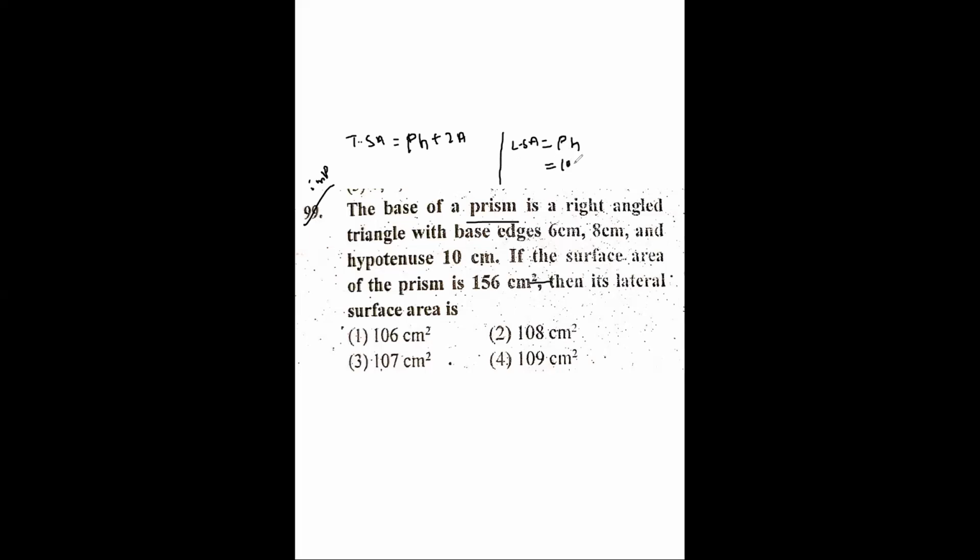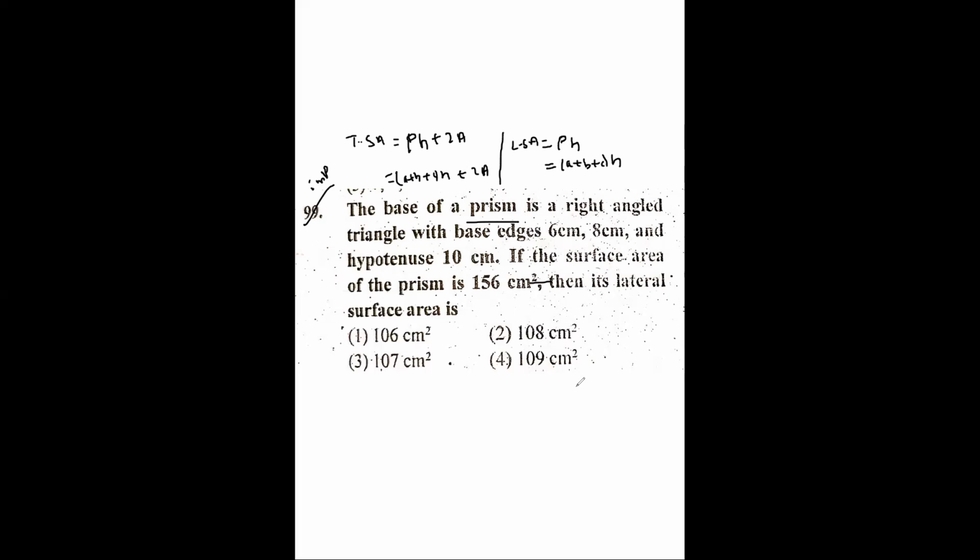So perimeter is the sum of three sides A, B, C into height. Same way here you can substitute the perimeter as A, B, C, these are the sides of a triangle, into height plus 2 times area. So using this formula, TSA is equal to P into H plus 2A.